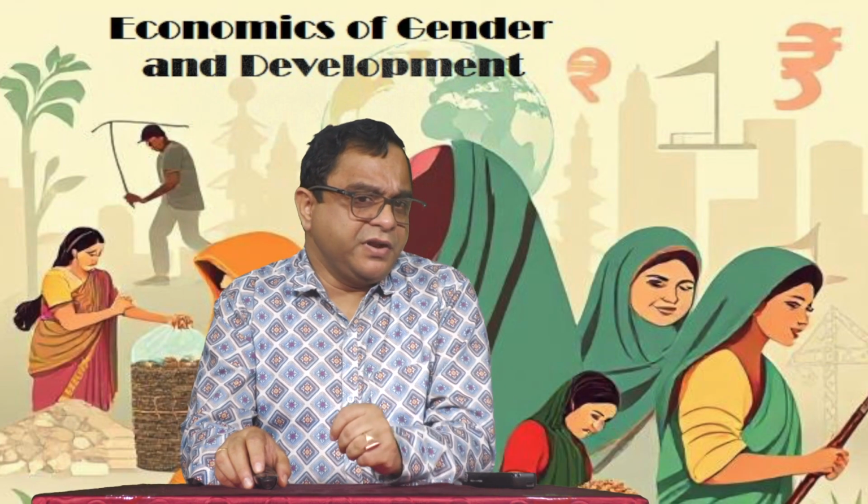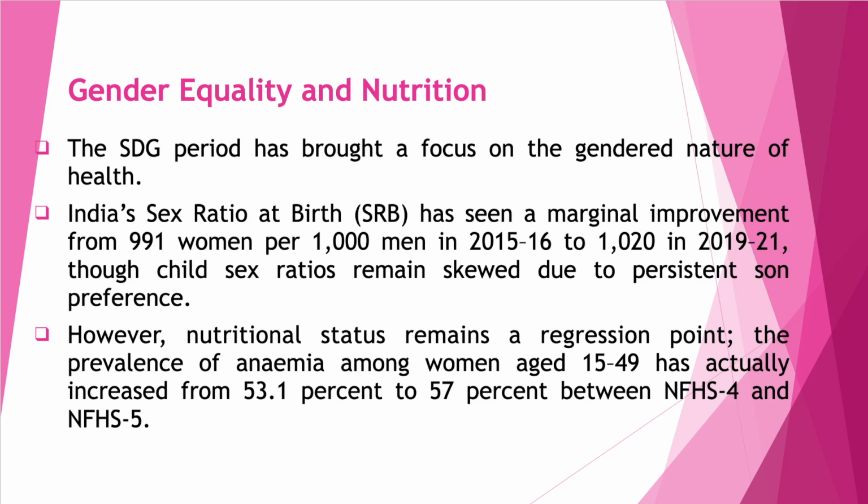The Sustainable Development Goals period has brought a focus on the gendered nature of health. So when we look at gender equality and nutrition, we will see that India's sex ratio at birth has seen a marginal improvement from 991 women per 1,000 men in 2015-16 to 1,020 in 2019-21, though child sex ratios remain skewed due to persistent son preference in some of the states in India.